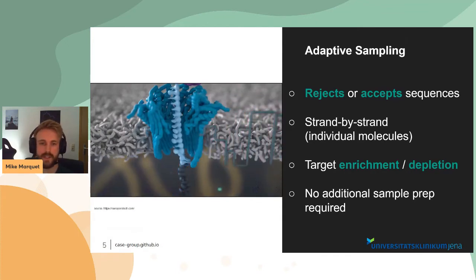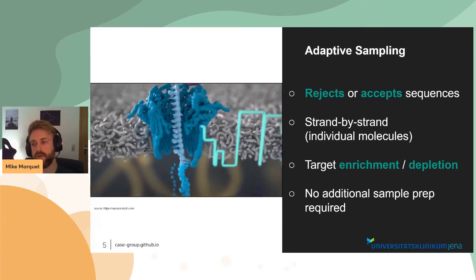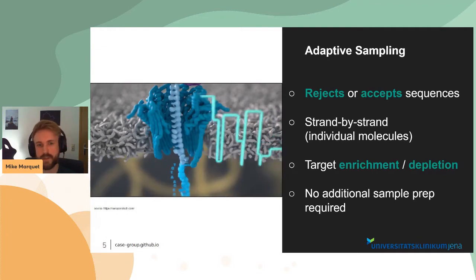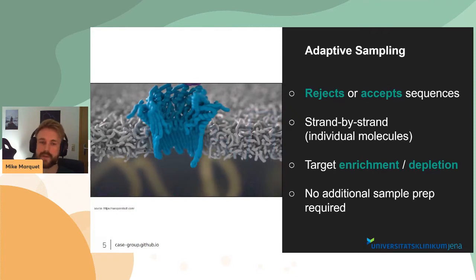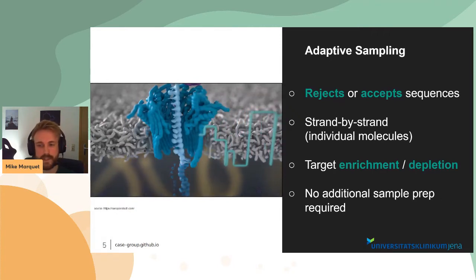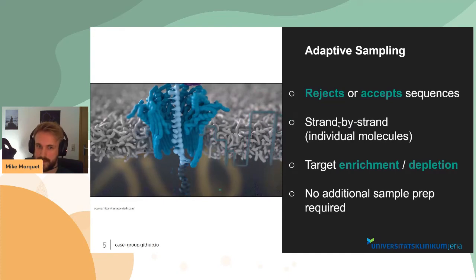This gives us the opportunity to do target enrichment. For example, if you only want to sequence antimicrobial resistance genes, you can enrich only them. Or for example, if you have samples with a contamination of human DNA, you can do human host depletion and only sequence microbial DNA. A cool thing is also that you don't need any additional sample prep. You just switch a button on in the sequencing software and then adaptive sampling is enabled.